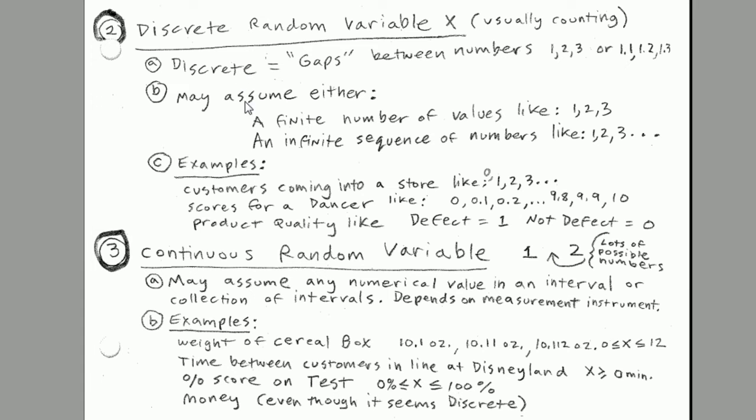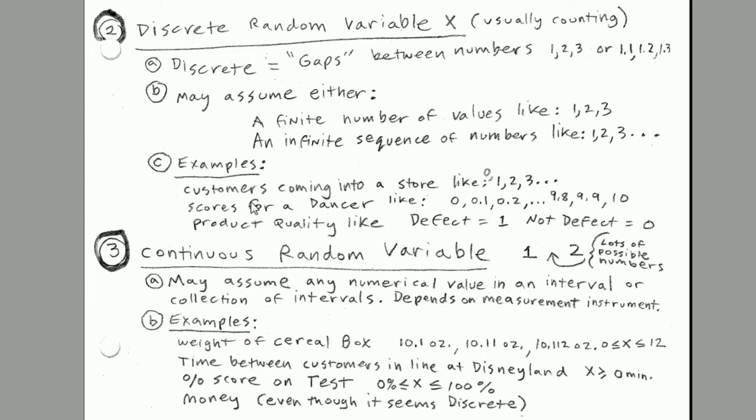All right, so discrete may assume either a finite number of values like 0, 1, 2, 3, or an infinite sequence of numbers like 1, 2, 3, 4, 5, 6, 7, 8, 9, 10. You could think about an infinite sequence like how many people are showing up to your store in 5 minutes. Well, there could be 0, there could be 1, there could be 2, there could be 3. It could go on forever. Well, theoretically forever, right? So we're going to leave it as an open-ended infinite sequence of numbers.